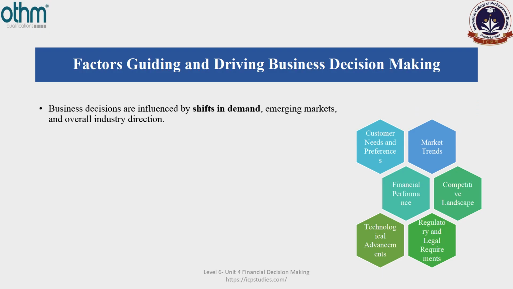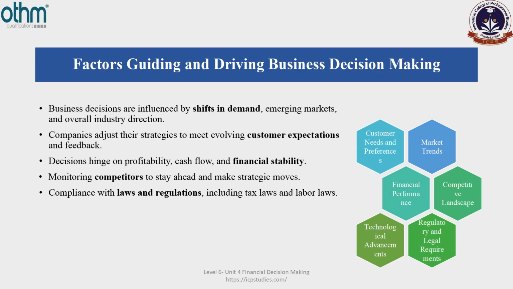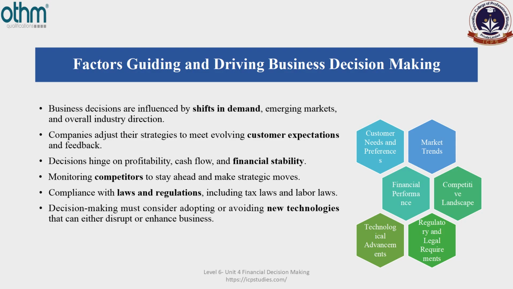For example, business decisions are influenced by shifts in demand, emerging markets, and overall industry direction. Companies can adjust their strategies to meet evolving customer expectations and feedback. Decisions hinge on profitability, cash flow, and financial stability. It monitors competitors to stay ahead and make strategic moves. It complies with laws and regulations, which include tax laws and labor laws. Decision making must consider adopting or avoiding new technologies that can either disrupt or enhance business.